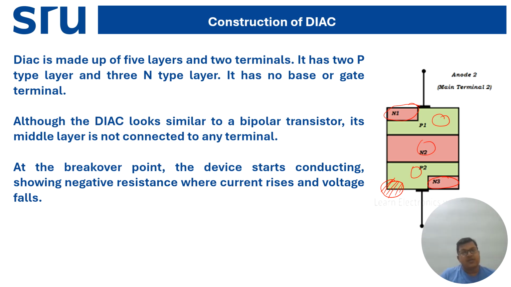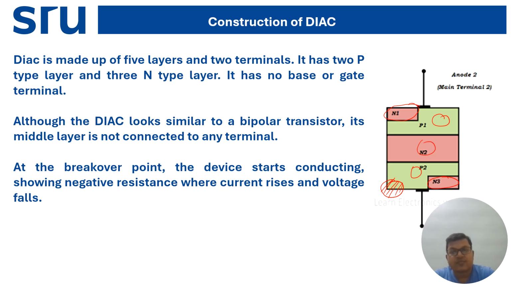Let's see the explanation of this device. The DIAC is made up of 5 layers and two terminals. Obviously, we have just noticed this. It has two p-type layers and three n-type layers. It has no base or gate terminal. So these things we already discussed about the actual structure of the DIAC. Although the DIAC looks similar to a bipolar transistor, its middle layer is not connected to any terminal.